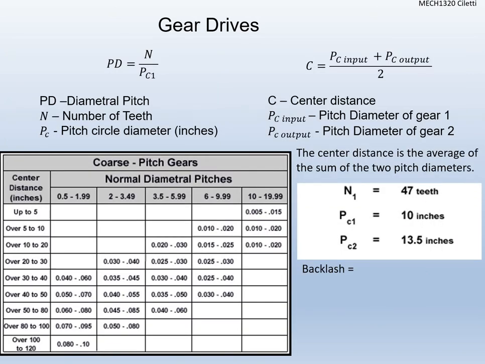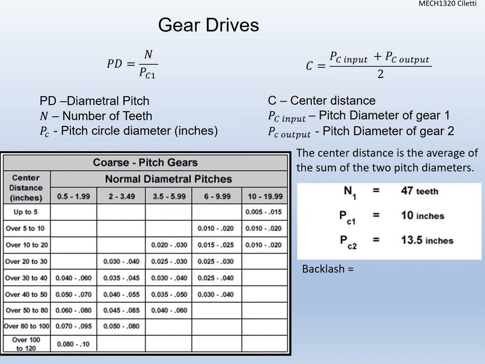So let's figure out how we actually calculate backlash. We need to calculate the diametral pitch, which is the number of teeth divided by the pitch circle diameter. Then we have to calculate the center distance, and then we're going to use this chart. This chart's in your book, and it's also a chart that's all around for coarse pitch gears, so you can Google it as well. You take the pitch diameter of gear 1 plus the pitch diameter of gear 2 and then divide by 2. We're really just finding the average. That's the center distance.